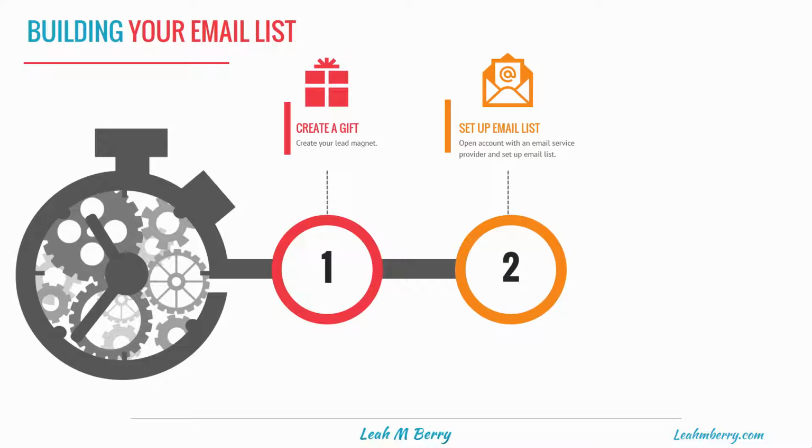The second step is then to set up an account with an email service provider, someone like Aweber, MailChimp, GetResponse, or one of those, and then also set up your email list for this particular group of people you want to attract and serve.